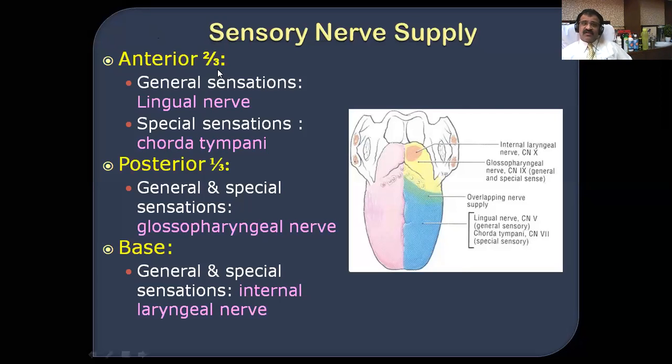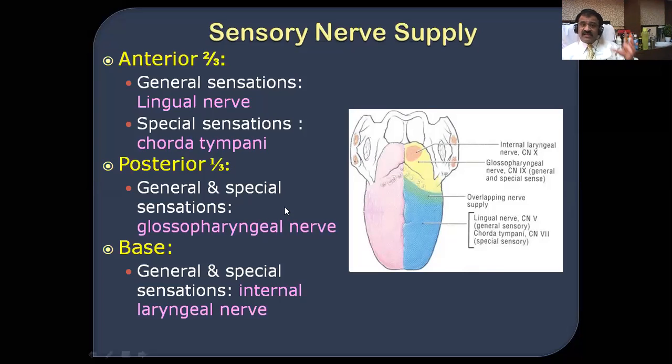Now the anterior two-thirds of the tongue is supplied by the lingual nerve for general sensation. The lingual nerve is a branch of the mandibular nerve, and the mandibular nerve is a branch of the trigeminal nerve, from the sensory root of the trigeminal nerve. And special sensation means taste sensation, which means gustation. For the anterior two-thirds, we have the chorda tympani nerve, which is a branch of the seventh cranial nerve. So the fifth cranial nerve is for general sensation, and the seventh cranial nerve is for special sensation as far as the anterior two-thirds of the tongue is concerned.